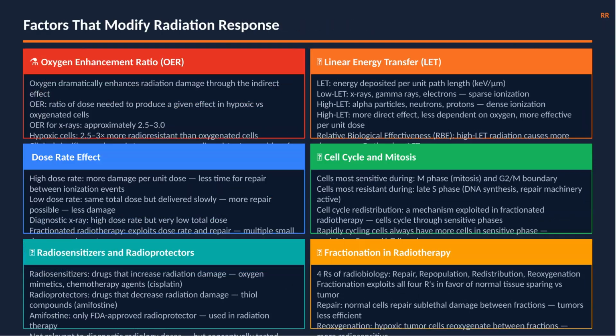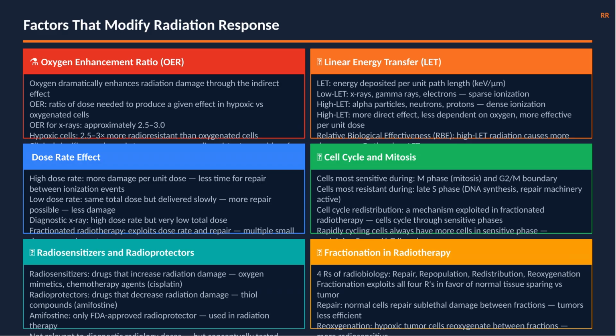6 modifying factors that change how much biological damage a given radiation dose produces. Oxygen enhancement ratio, OER. Oxygen dramatically enhances radiation damage through the indirect effect. Free radicals persist longer and cause more damage in the presence of oxygen.